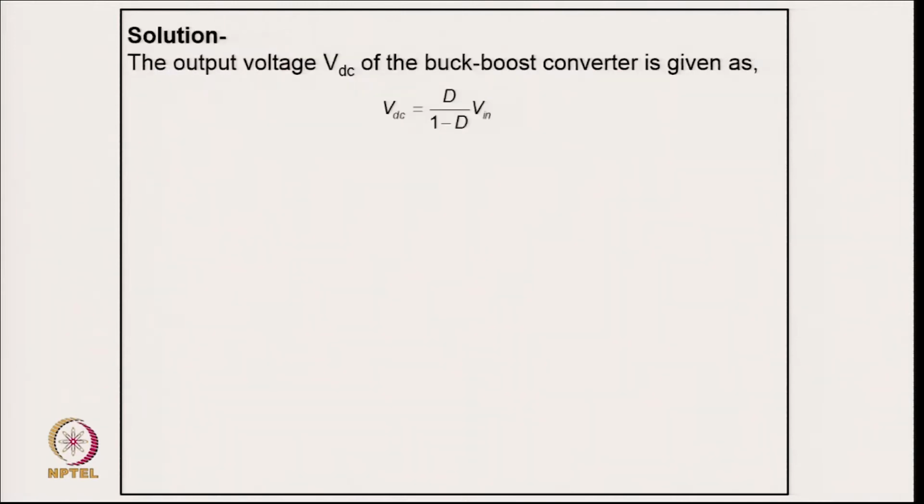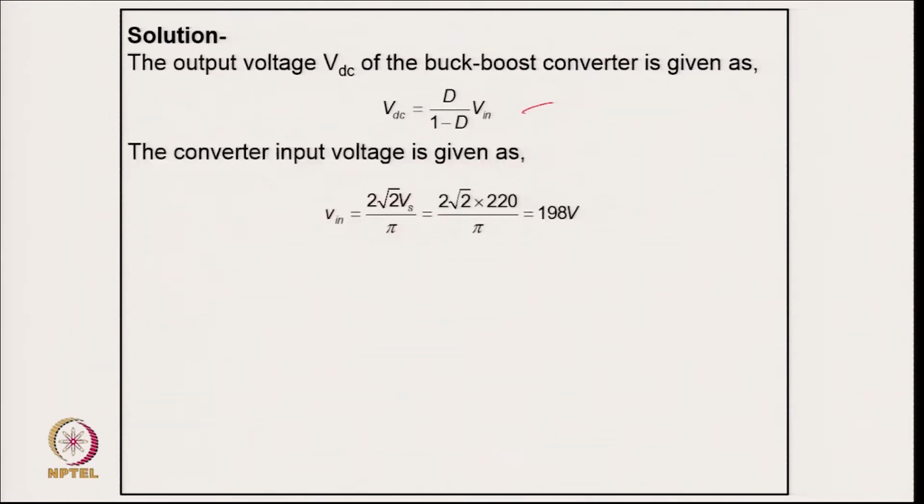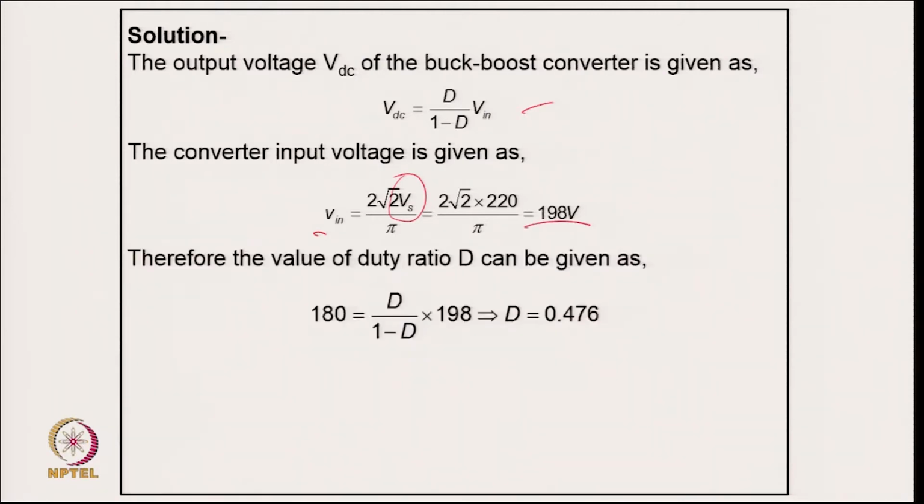Coming to the numerical solution part, the output voltage VDC of the buck boost converter is given by this relation: VDC equals D upon 1 minus D times V in, and the V in, which is the converter input voltage, is calculated from the average of the supply RMS voltage available after the diode rectifier in the circuit. Putting the value, we get 198 volt, and therefore the duty ratio can be estimated from the relation given above. Putting the values, we get the duty cycle 0.476. This is less than 0.5.